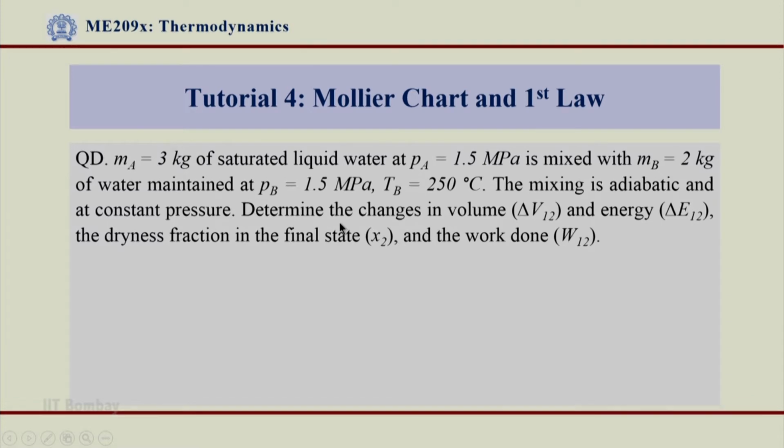And what we have to find is, during this process, when the state changes, determine the changes in volume from 1 to 2, delta V1 to 2, energy delta E1 to 2, the dryness fraction x2 at point 2, and the work done during this process 1 to 2. So, let us come back to the solution, let us try to understand how we envisage the situation, what is happening here pictorially, schematically first, and then we will solve this problem.